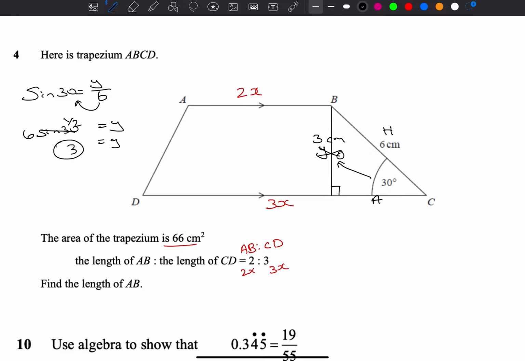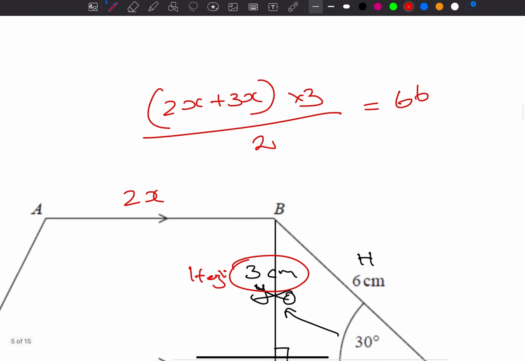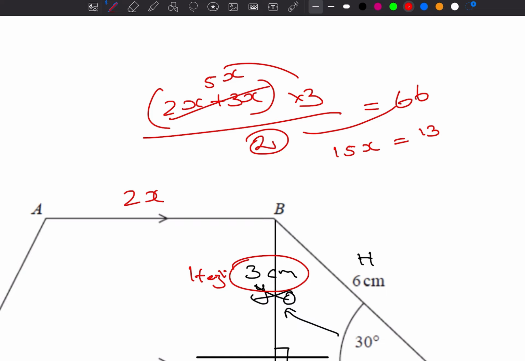So the area of a trapezium, what's the formula? You add the parallel sides, 2x add the parallel side 3x, times it by the height. The height was this one here, 3, divided by 2. That's how to do the area of a trapezium, isn't it? You add the parallel sides, times by the height, divided by 2. That should give you 66. Now, if we try solving this, that is 5x. Here to here it's 15x, and you're dividing by 2, so you multiply 66 times 2, that's 132, is it?